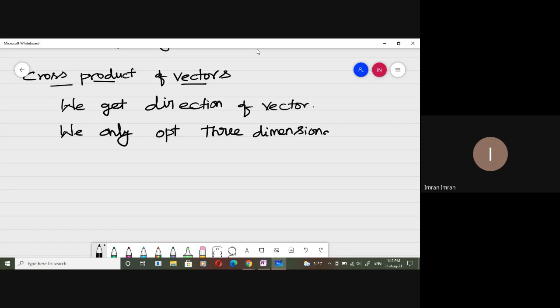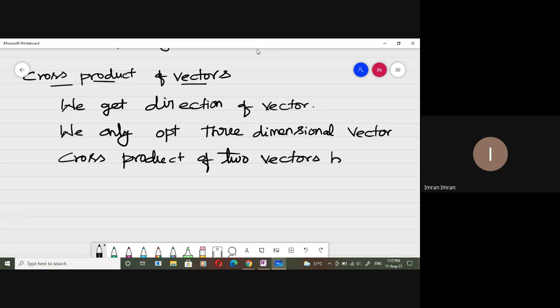Why? Because if we take the cross product of two vectors, the cross product of two vectors becomes a vector which is perpendicular to the other two vectors.